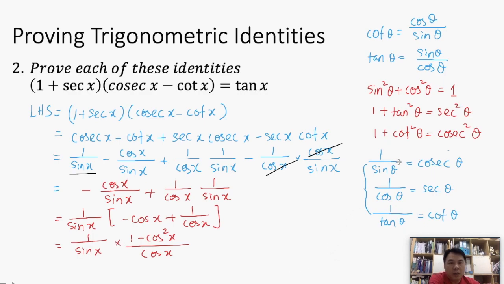Okay, and then from here, 1 minus cos square is actually sine square. Therefore, we can rewrite this as sine square x over sine x cos x. Therefore, we can reduce this, become sine x over cos x.